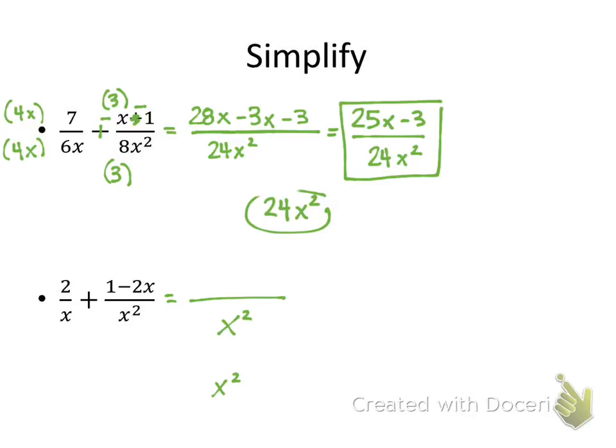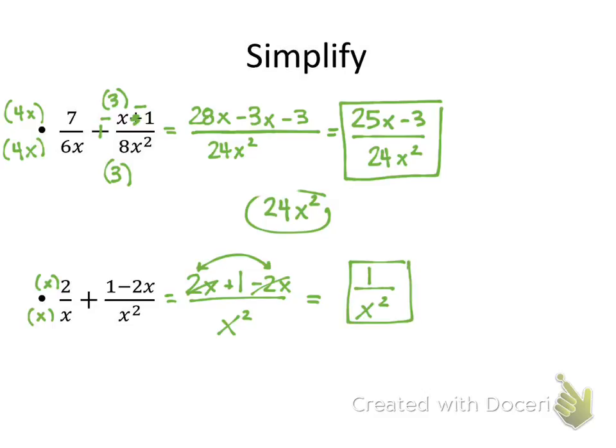So what do I need to multiply x by to make it x squared? x. And do I need to multiply anything by x squared to make it x squared? Nope. So I've got 2x plus 1 minus 2x. So again, I just wrote it all in one problem. Now let's combine like terms. 2x minus 2x, that's going to be 0. So I'm going to have 1 over x squared as my final answer. Just like that.